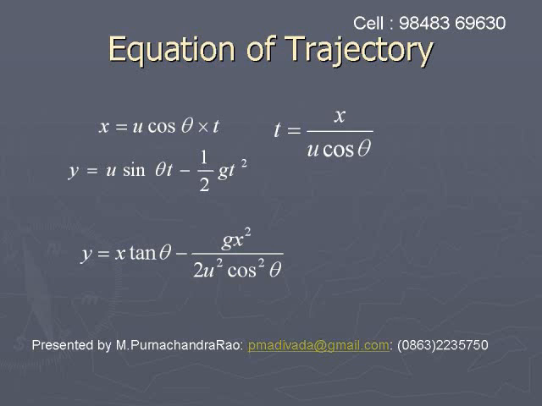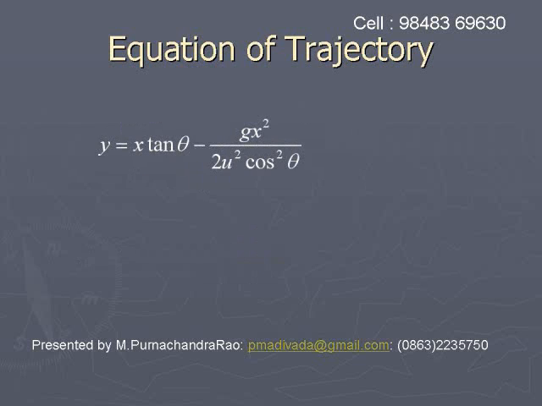u square cos square theta, or minus gx square by 2u square cos square theta. So the relation is y is equal to x tan theta minus gx square by 2u square cos square theta. This is like the equation y is equal to ax minus bx square, which is the equation of a parabola, which we learned in mathematics.